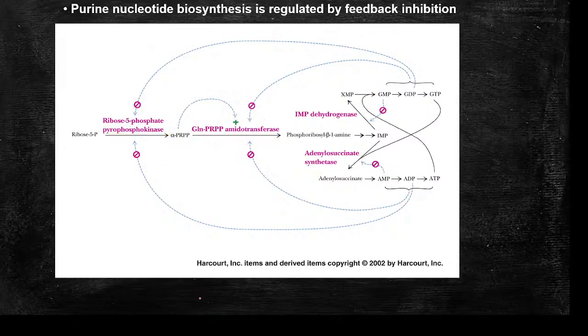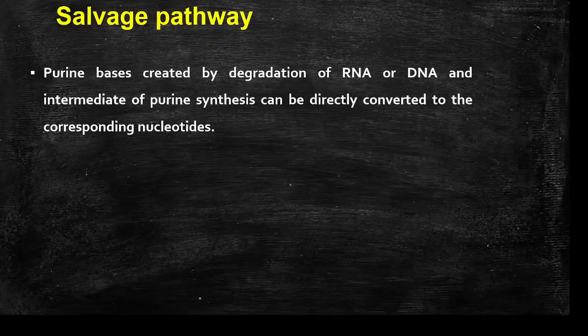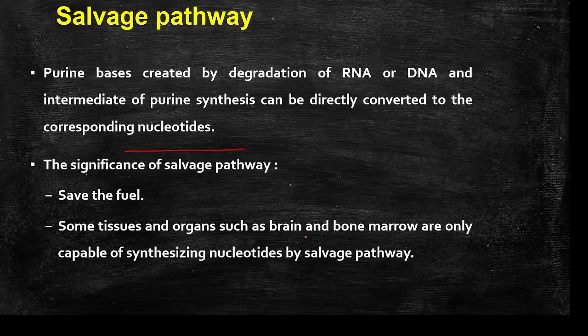Okay. So ultimately the concentration of AMP and GMP is the deciding factor for the rate of de novo biosynthesis of purine nucleotides. Okay. So the salvage pathway: purine bases are created by degradation of RNA or DNA, and intermediates of purine synthesis can be directly converted to corresponding nucleotides. Okay, so the significance of this salvage pathway is it will save the fuel, and some tissues and organs such as brain and bone marrow are only capable of synthesizing nucleotides by salvage pathway.